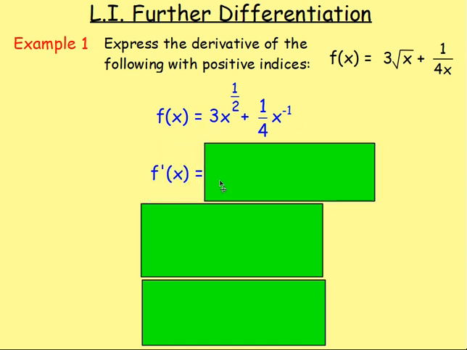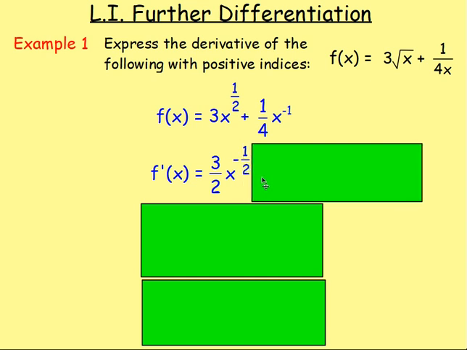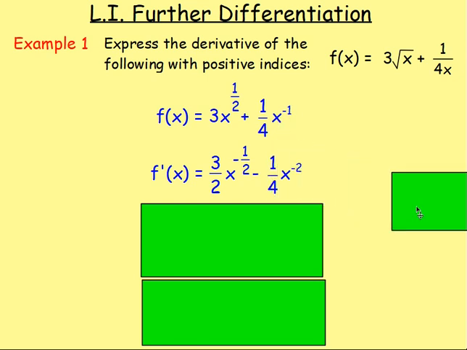So now we've got f dash x. Remember, when you differentiate, multiply by the power, so 3 times a half will become 3 halves. That's x to the power of, take 1 off the power, 1 take away 2 is negative 1, so it's negative 1 over 2. After that, do a quarter times the power, so a quarter times negative 1 is negative 1 quarter, and it's x to the power of, take 1 off, will be x to the power of negative 2.